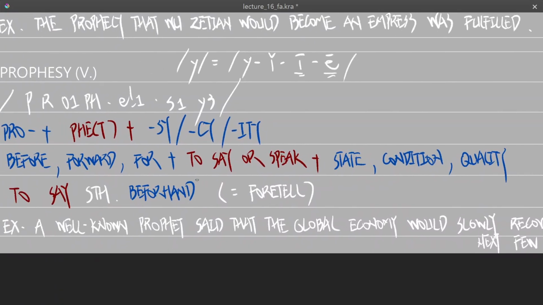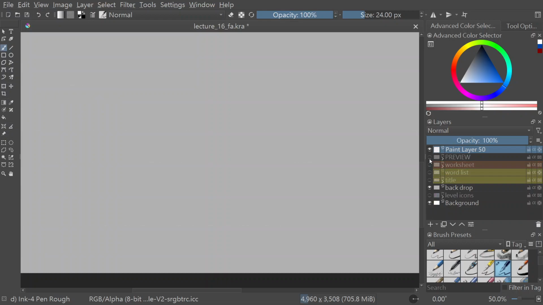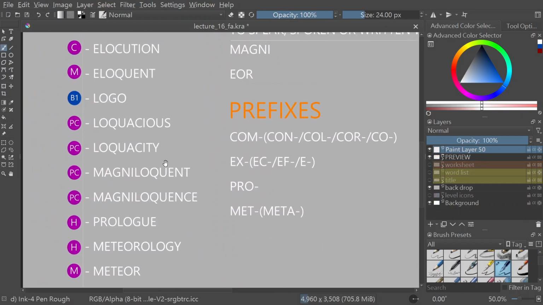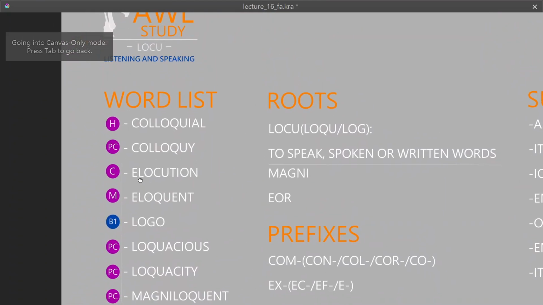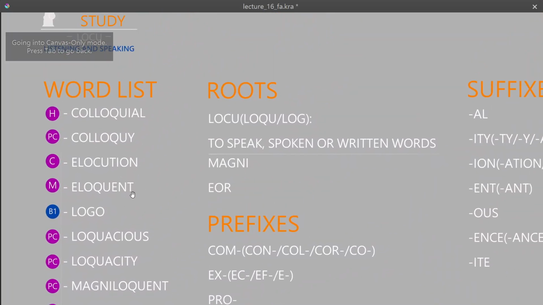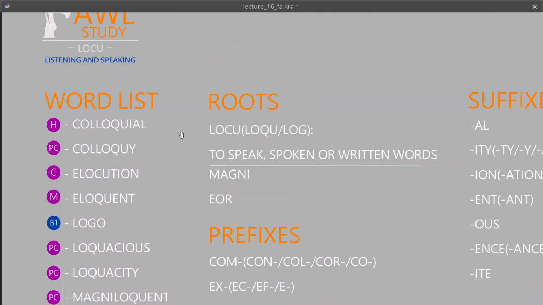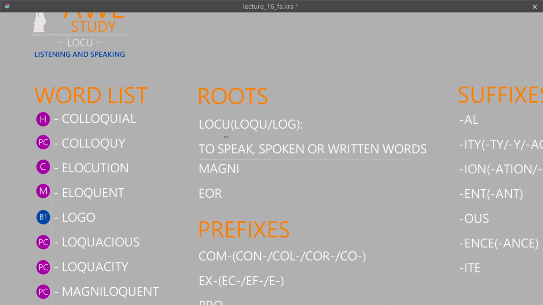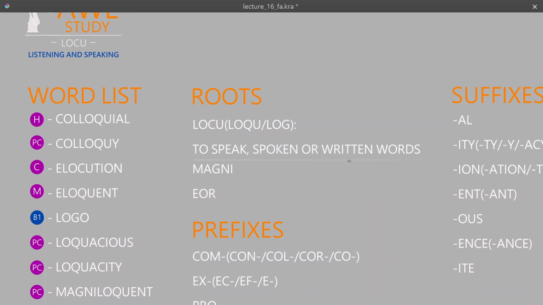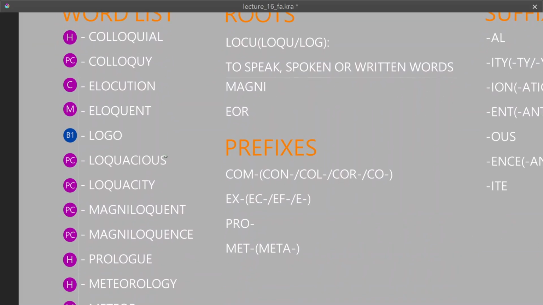All right, next we have the next section. In the next section, we're going to study some words that share the root loqu, and its variants loc and log, meaning to speak, or spoken or written words. All right, let's move on.